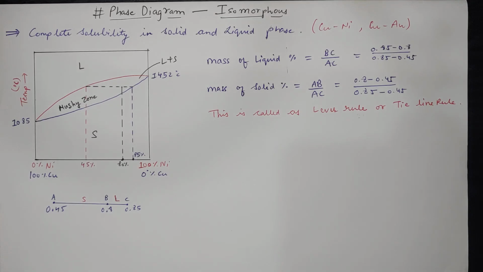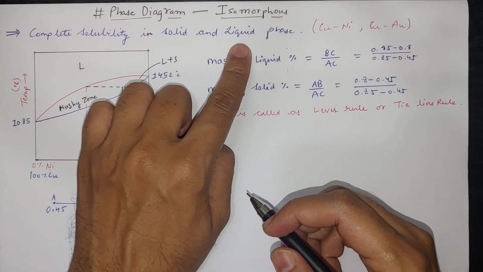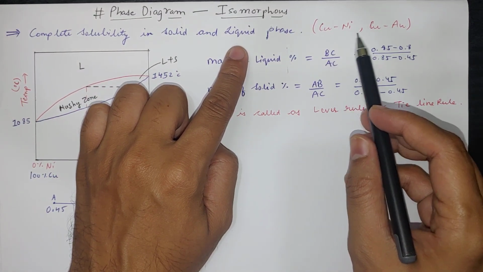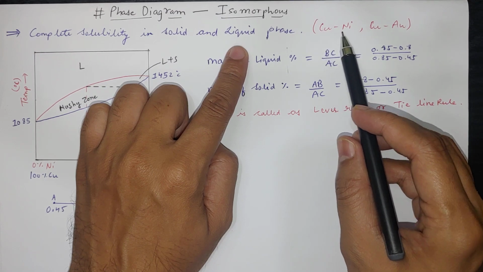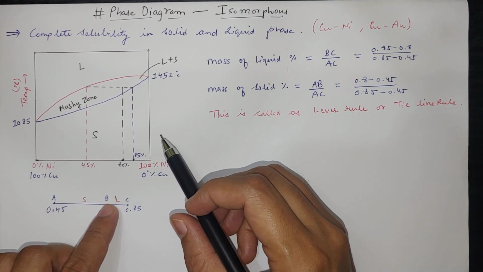In this lecture, we will discuss the first category of phase diagram, which is the isomorphous phase diagram. An isomorphous diagram has complete solubility in the liquid and solid phase. Copper-nickel and copper-gold are some examples. We are going to see the copper-nickel isomorphous phase diagram.